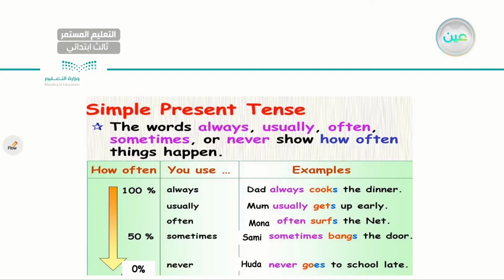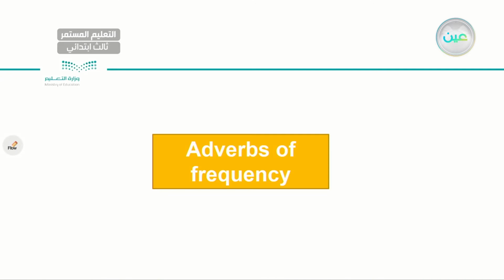Now let's read our examples, my dear student. Dad always cooks the dinner. Mom usually gets up early. Mona often surfs the net. Sammy sometimes bangs the door. Huda never goes to school late. So here, as you can see, I have different adverbs of frequency. I will talk about them more.